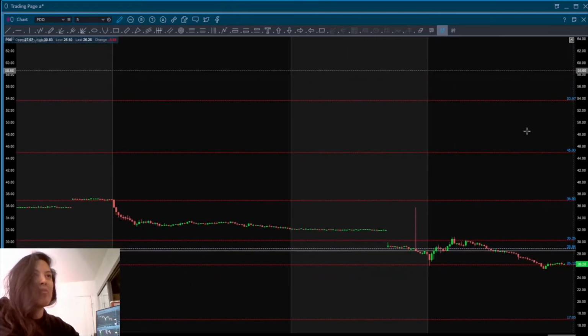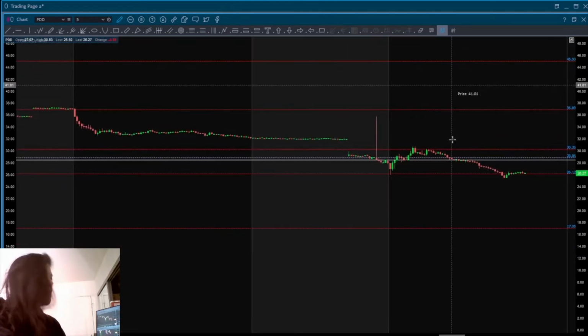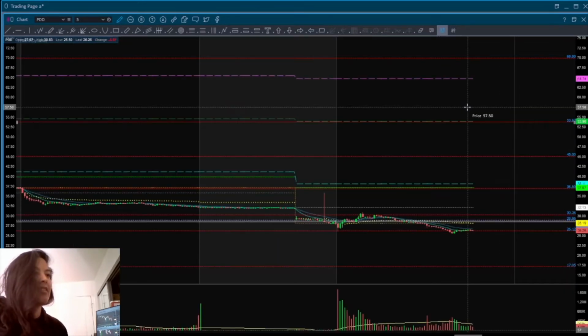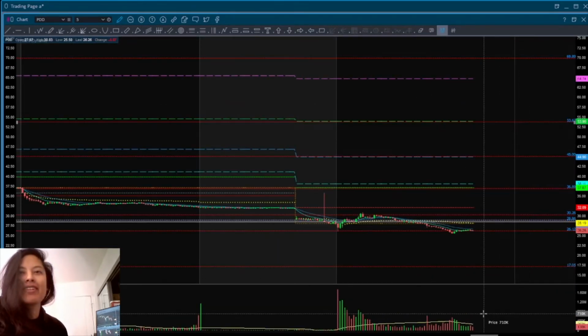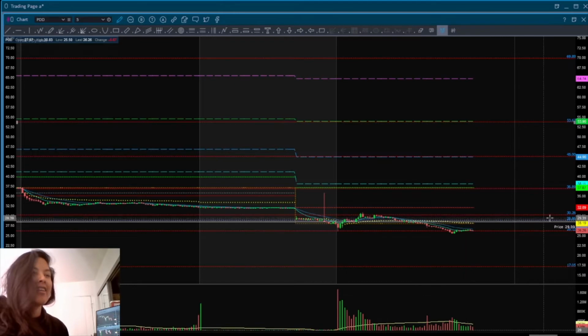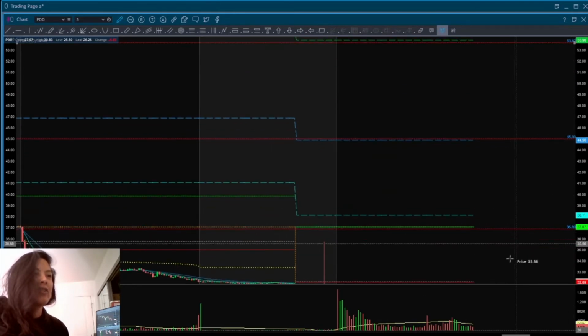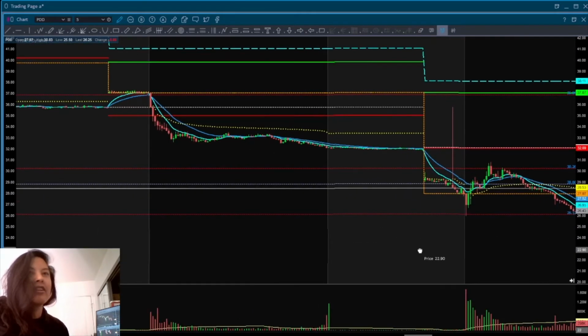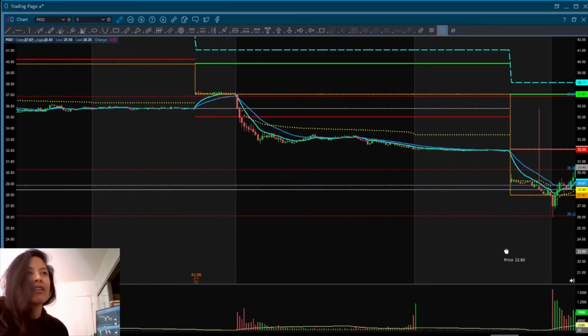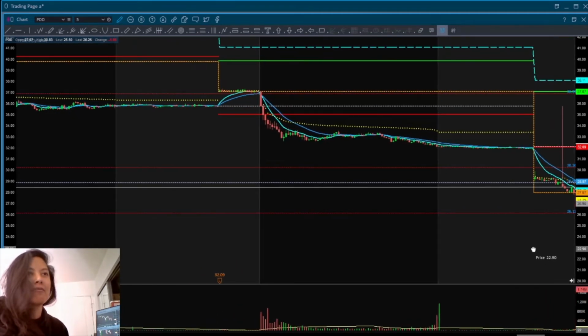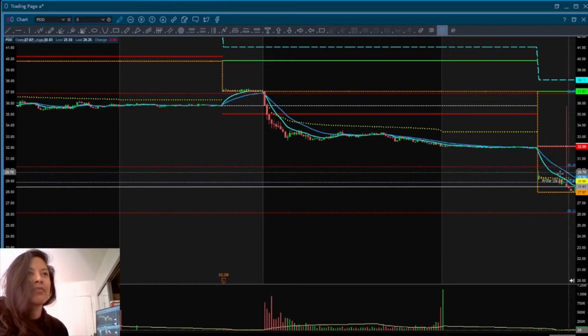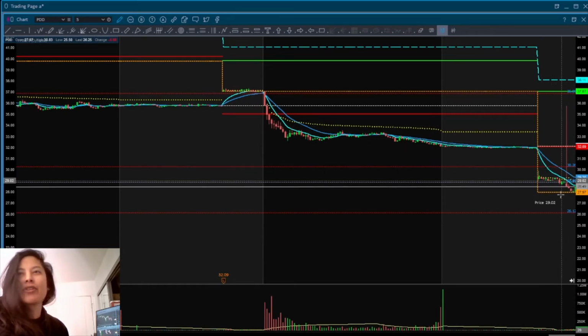And I'm going to drop my indicators on here. There we go, much better. Okay, so this is what I was looking at in the morning. The chart looked like this. So here's the pre-market in this grayed out area here.